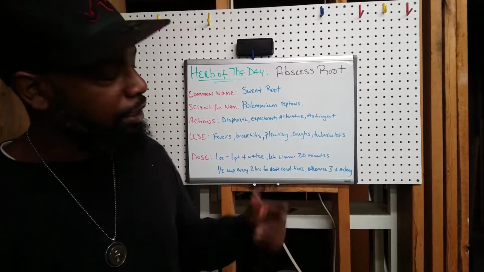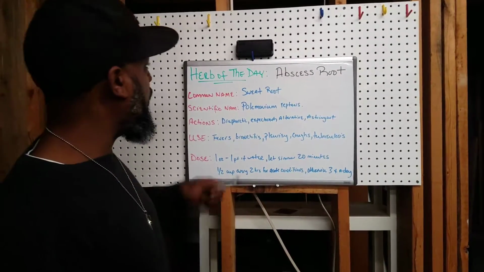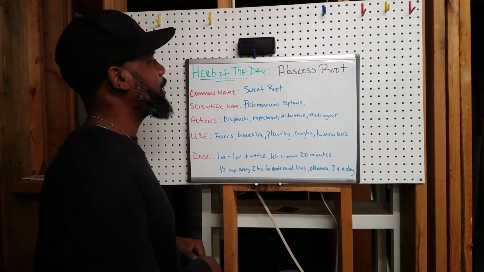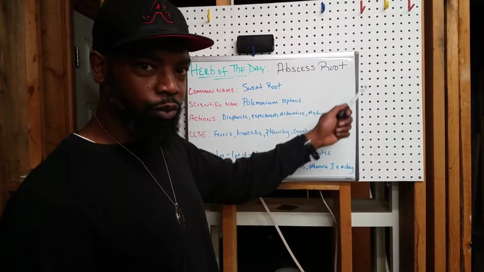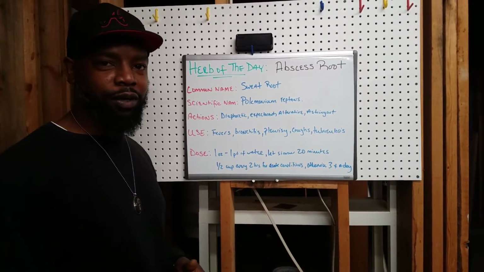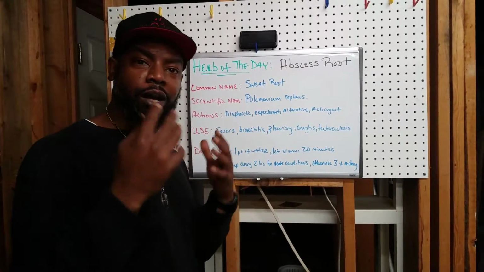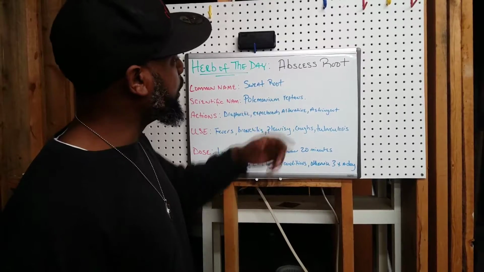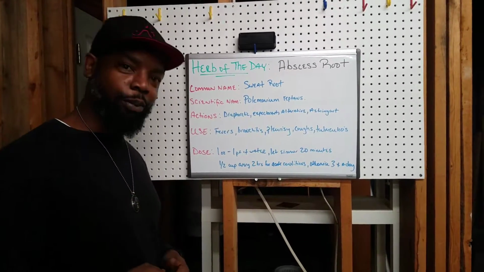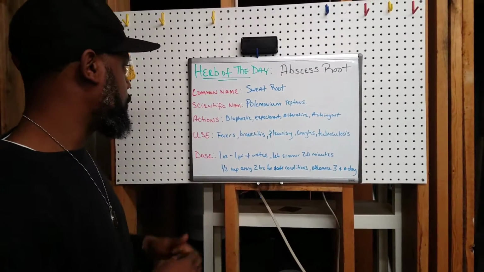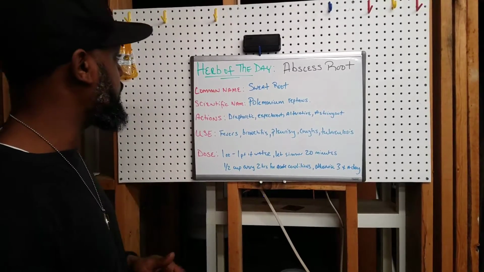All right, let's go. So our herb of the day is Abscess Root. Now, I know a lot of people probably haven't heard of that. I can't say that I have either. I have heard of abscess, but I always thought that had something to do with the mouth. But here we know that it's a herb, all right? Now, what is abscess root? What are some of the constituents? Let's get to know the herb.